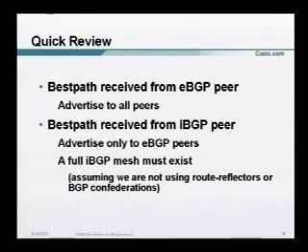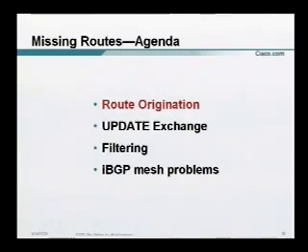Best path is received from eBGP peer, and you advertise that to all peers, so whether external or internal. If a best path is received from an internal BGP speaker, that's only advertised to external speakers. Remember, you need a full iBGP mesh. You don't get an iBGP speaker passing a prefix to another iBGP speaker, okay, unless, of course, you're using route reflectors. But I'm going to assume for this that we're not using a route reflector, and we're not talking about BGP confederations either. Okay, so let's look at these four.